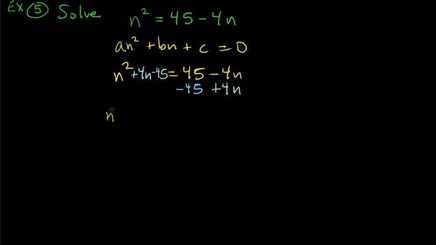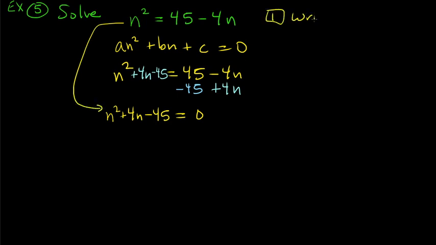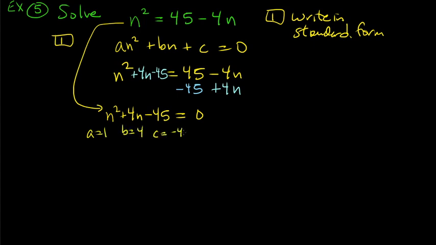So now what do I have? I have n squared plus 4n minus 45 on the left side. And on the right side, I just have 0 plus 0, which is just 0. So that was step 1, getting it in standard form. All right, so we know it's in standard form: A is 1, B is 4, C is negative 45.